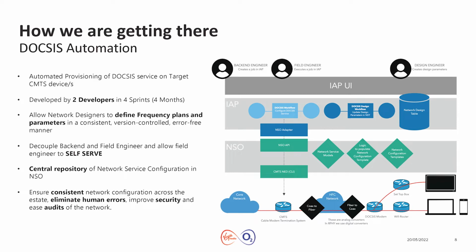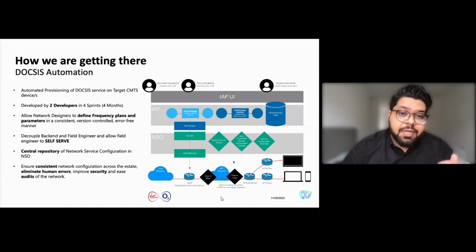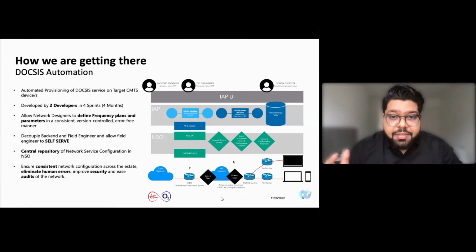A design engineer can create those design parameters using IAP workflows in something called the network design table, which is a central repository with version control for all the frequency plans and parameters across all regions in the UK. Now the backend and field engineer are also decoupled. The backend engineer can create jobs in IAP and a field engineer can execute jobs in IAP. So it allows field engineers to self-serve.